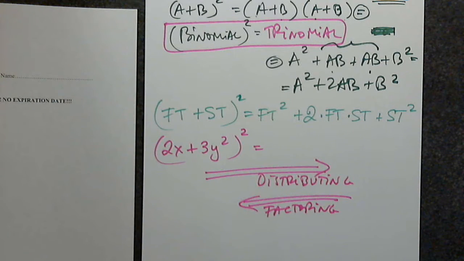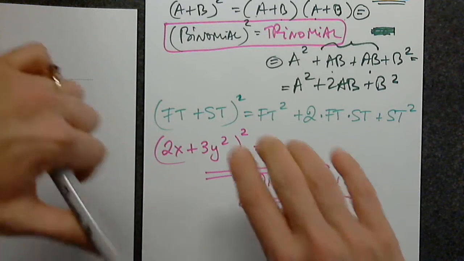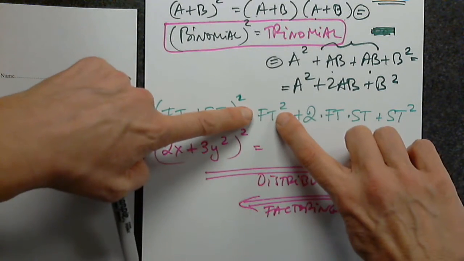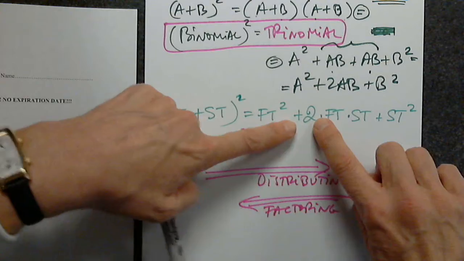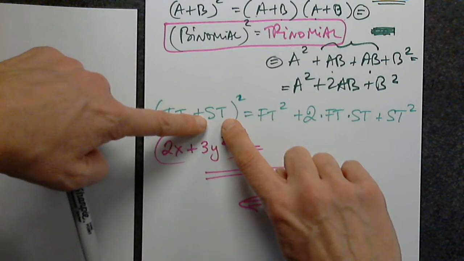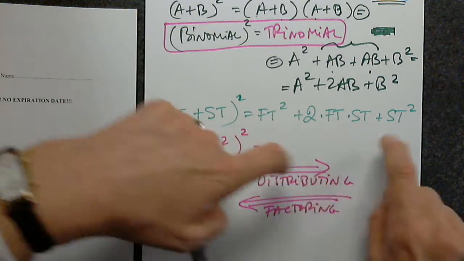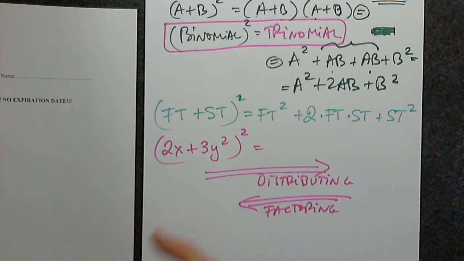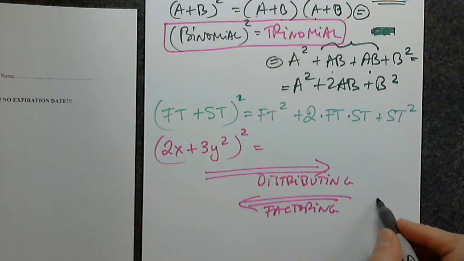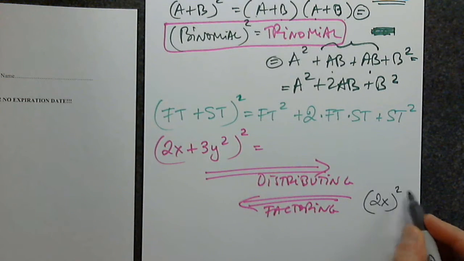So can anyone give us the answer without foiling? Remember, this is the first term now, and I have to square it. Then I have 2 times the first term times the second term plus the second term squared. So the first term squared, please. 2x. Remember, I have to square 2x. I cannot pick and choose. This is a product of 2 factors. I must square both factors.